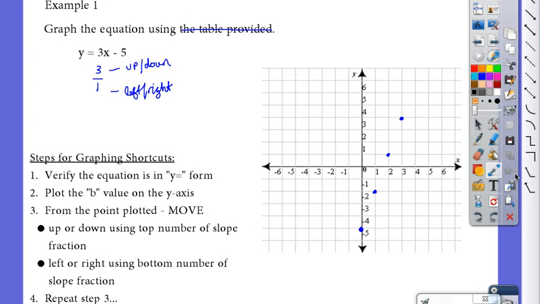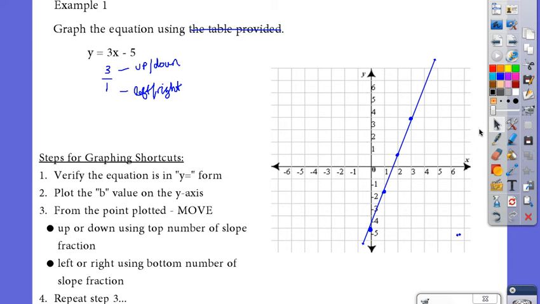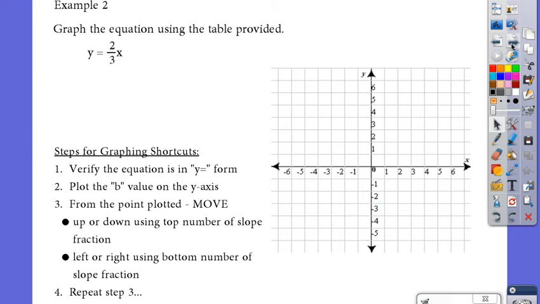We use rulers to draw lines. Make sure that you extend those lines all the way across the graph. Okay, and that would be my line 3x minus 5. All right, moving on to the next example. Here we have y equals 2/3 x, so we verified that it is y equals form.